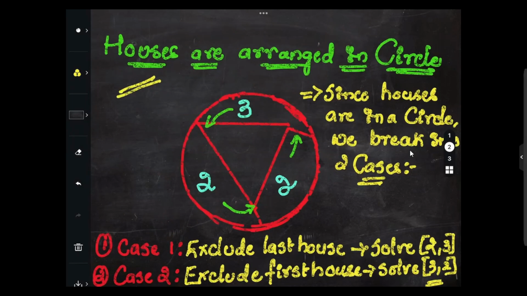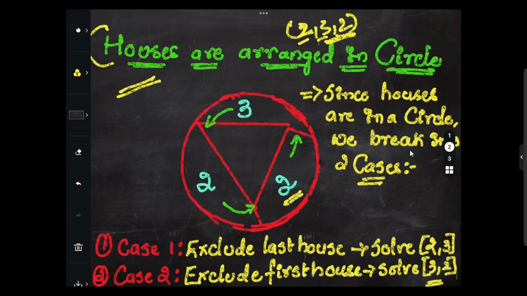Here we have to consider that houses are arranged in a circle, as they have given in the question. So we will consider the circle here. In this case, 2, 3, and 2 houses are there. These are the three houses we have with the money. The first house consists of the amount 2, the second house consists of the amount 3, and the third house consists of the amount 2 again.